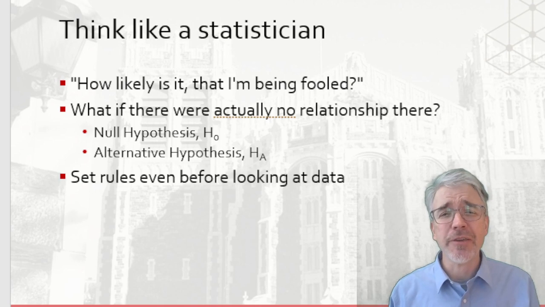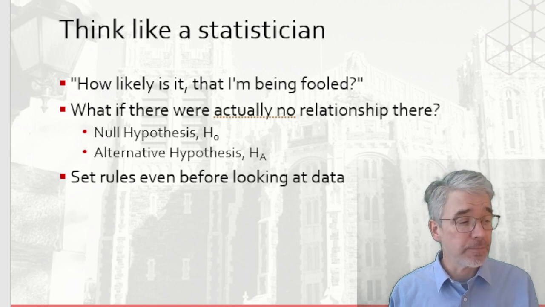In the statistical testing apparatus, we distinguish the null hypothesis, which we often notate as H0, from the alternative hypothesis, HA. We want to set rules for how to distinguish if we're being fooled. We want to set out those rules even before we do the testing. In order to set up those rules, we have to have a good understanding of what actual randomness looks like.